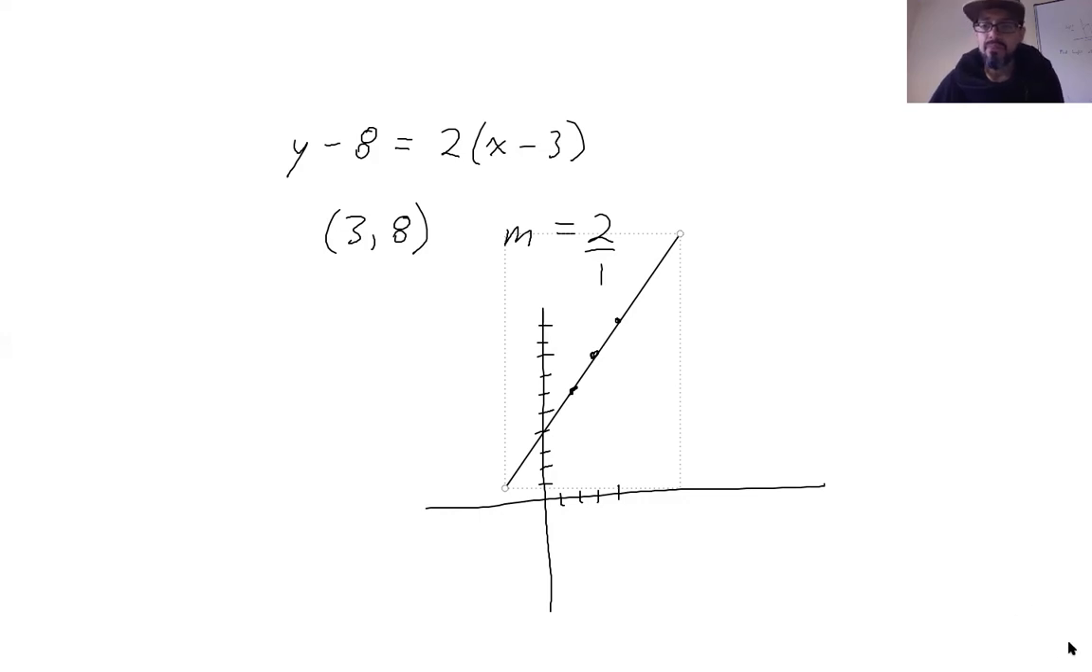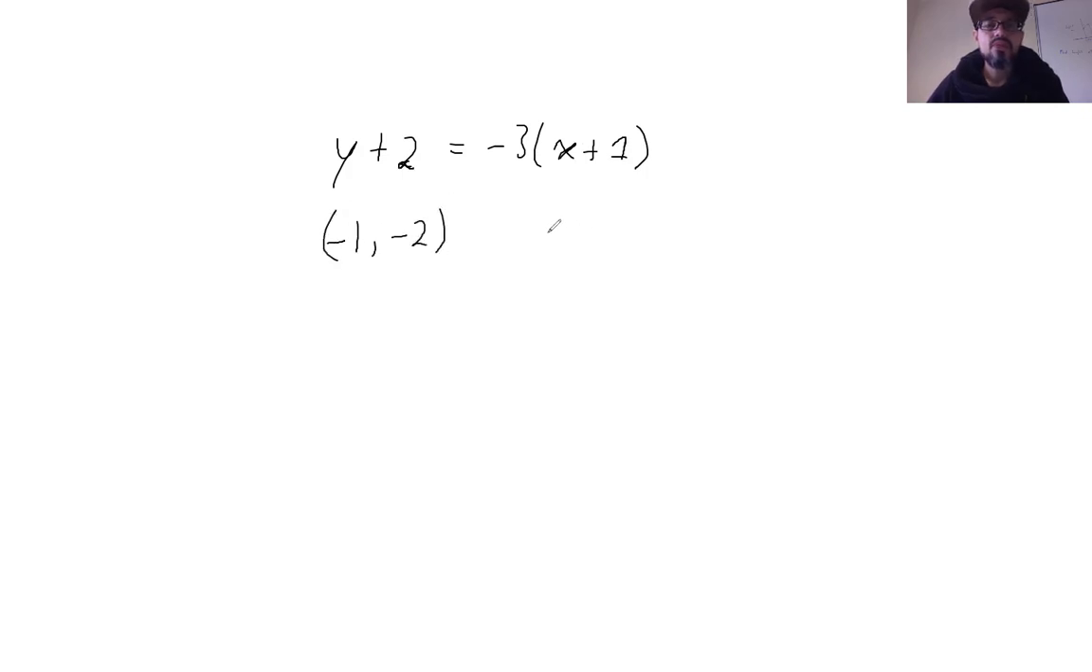Let's do another example. All right. So say I give y plus 2 is equivalent to -3 open bracket x plus 1. Okay, so it's in that form, the point slope formula. And so from here, you should be able to tell me that the point given is (-1, -2), and that the slope is equivalent to -3.